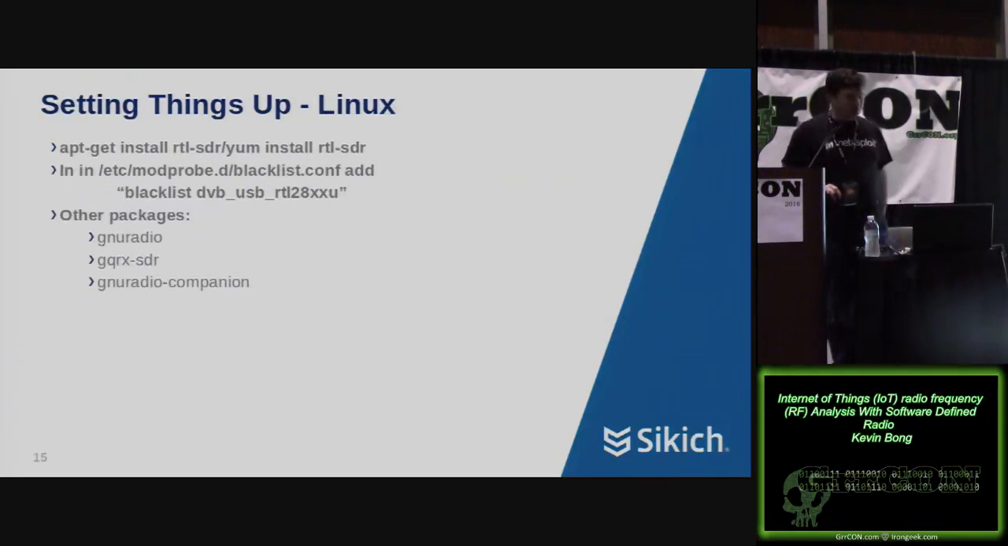Similar on Linux, there are actually packages for the RTL dongle, for the other software you want to use, like GNU Radio. We'll talk about some of these software packages. But very similarly, it's going to try to auto-load its TV USB driver, so you need to blacklist that USB driver kernel module, however your flavor of Linux wants you to do that.